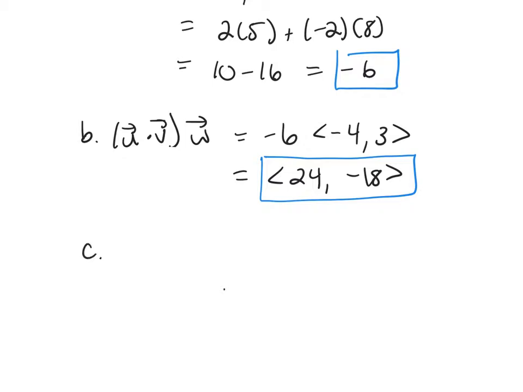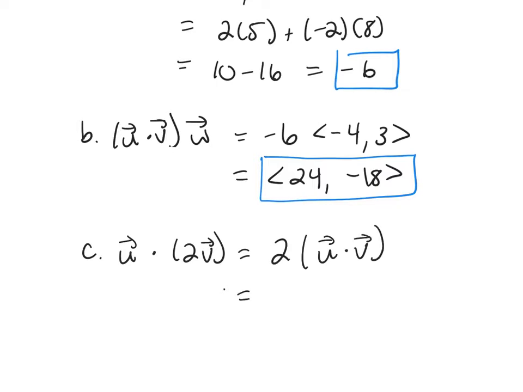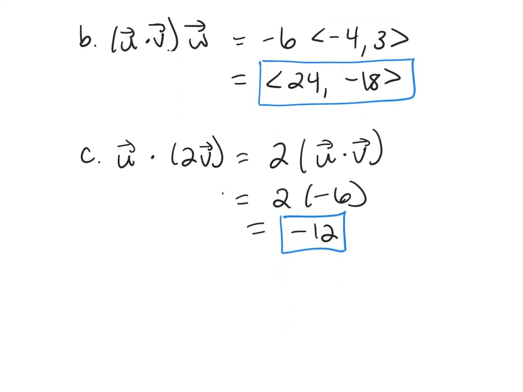Okay, now let's compute u dotted with 2v. Again, I'm taking a dot product here. My answer should just be a scalar, not a vector. So here, this is the same thing. We can use our properties up above. Use property 3. This is the same thing as 2 times the dot product of u and v, which we already computed to be negative 6. So 2 times negative 6 is negative 12. There's my answer.